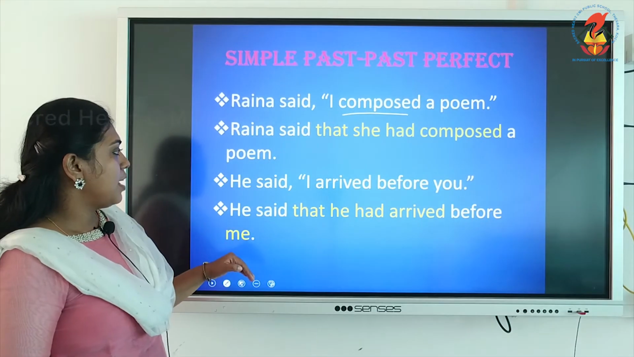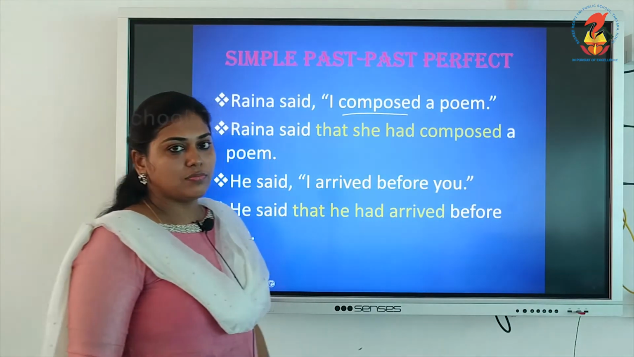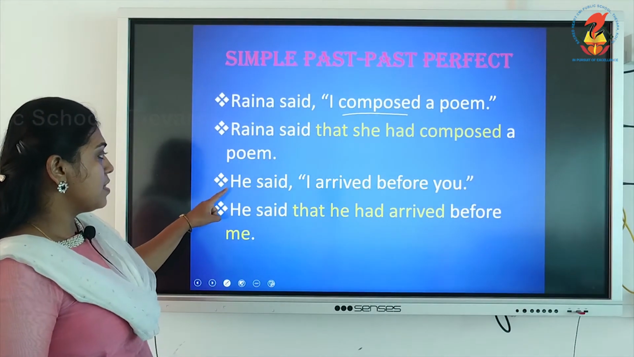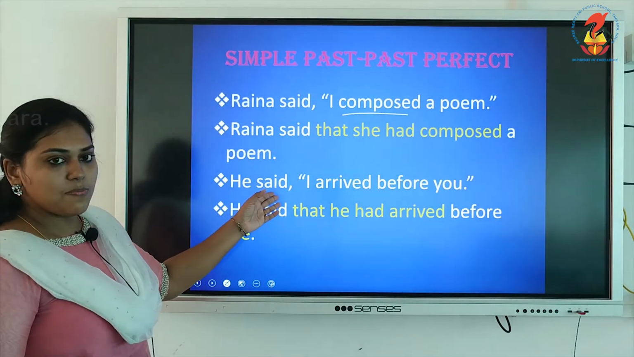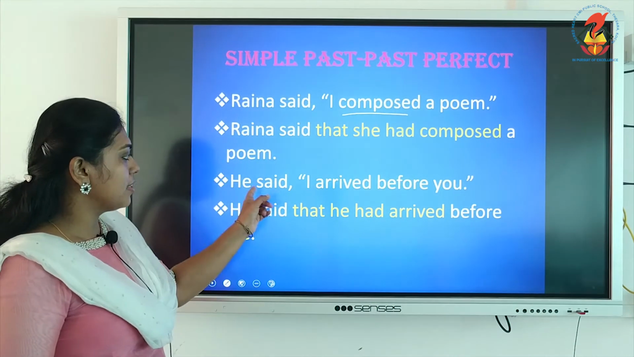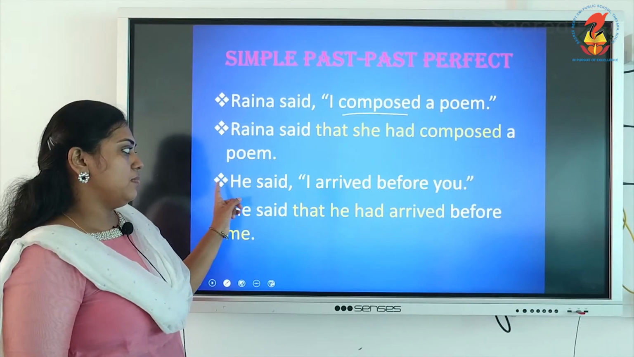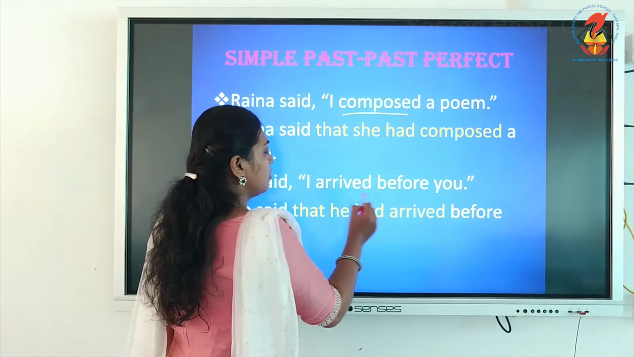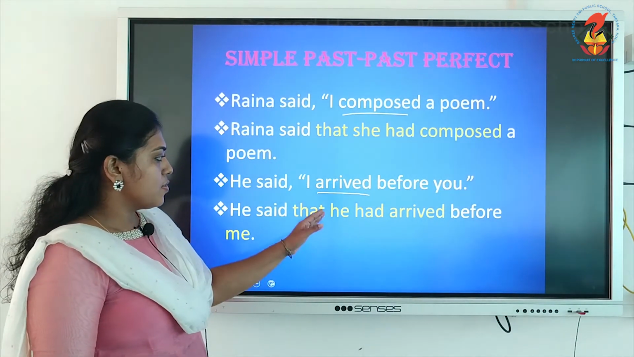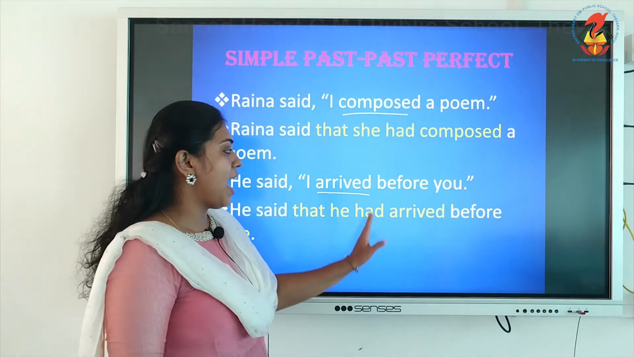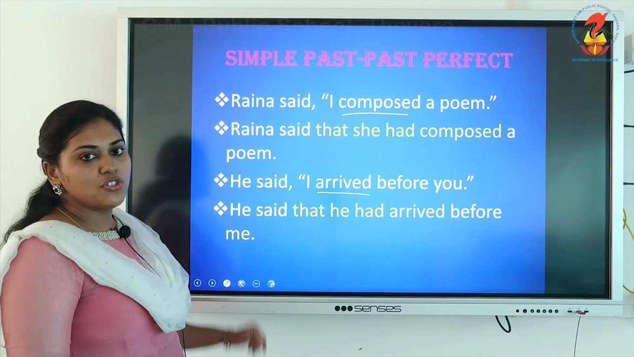Okay. Next example. He said, I arrived before you. So he said, to whom is it said? To me only, right? Because nothing is mentioned here. So he said that I. Instead of I, what do we have to write? He. Okay. Arrived is the verb here, so we understand that it is written in simple past. So it should be changed into past perfect, which is had arrived. Had arrived before me. You should be changed to me.